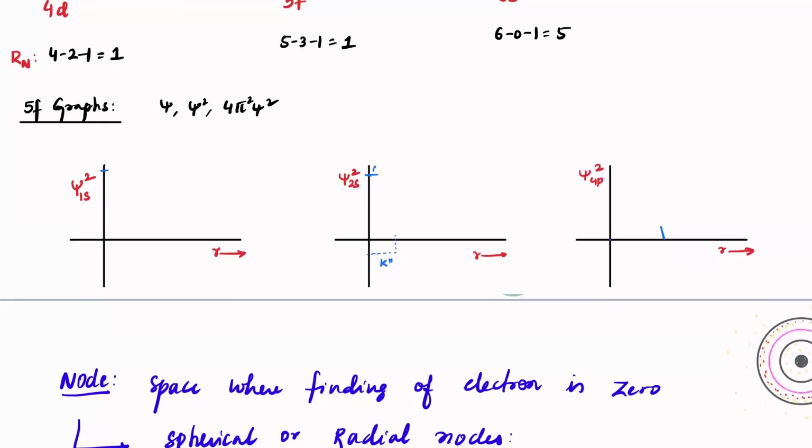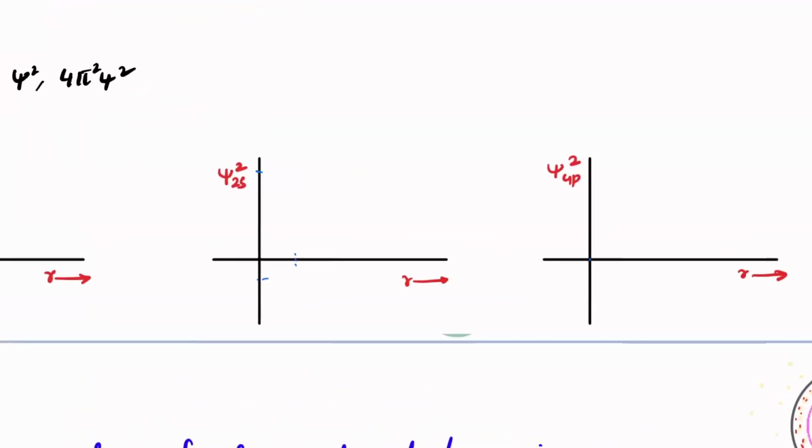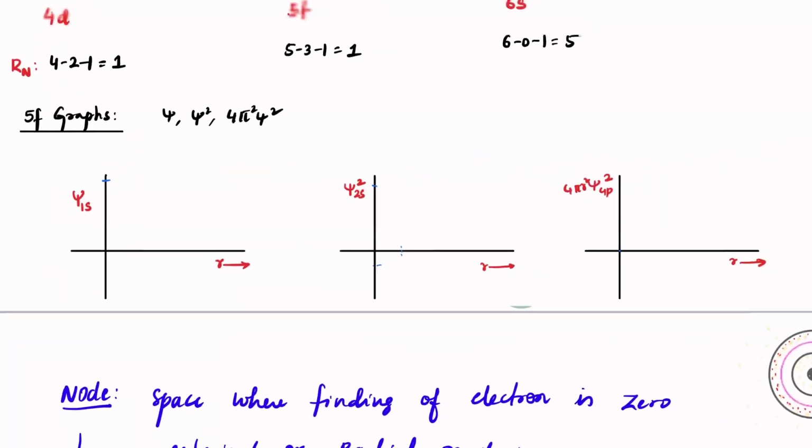Okay. So now notice this one. How do we plot the graphs here? I need to plot for psi square, and 4 pi r square psi square. For any graph given, except for S, I told you that everything starts from origin. That's the easy way to remember, okay? Other than S, P, D, F, everything starts from origin only.